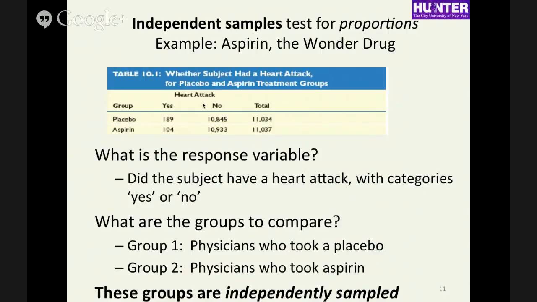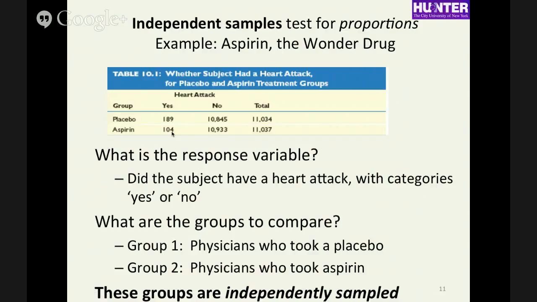Okay, so let's do some examples. The wonder drug aspirin, this was some data from an old clinical trial of aspirin and its effect on heart attacks. So this is a big study. We have 11,000 people each in the placebo and the aspirin arm. And that's important because the heart attacks were not terribly prevalent. So even though there are 11,000 people, there are only 189 people, a total of close to 300 people who had heart attacks.